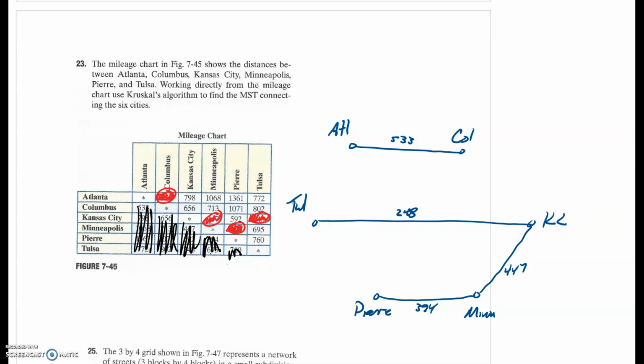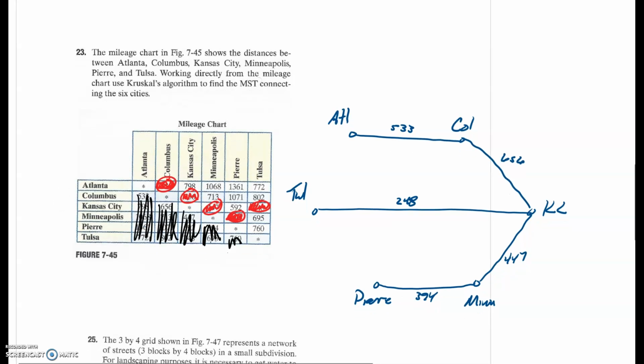Next one is going to be, let's see, 656, which would be Columbus to Kansas City. So Columbus to Kansas City is 656. Right, that's this one. And notice, once I have a spanning tree, I'm finished. So there is my spanning tree for this example.